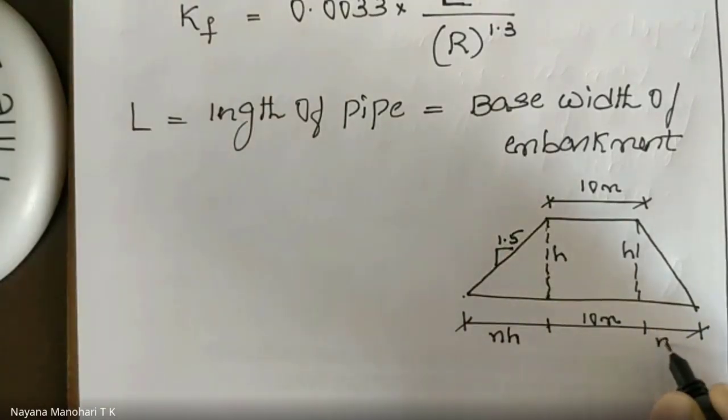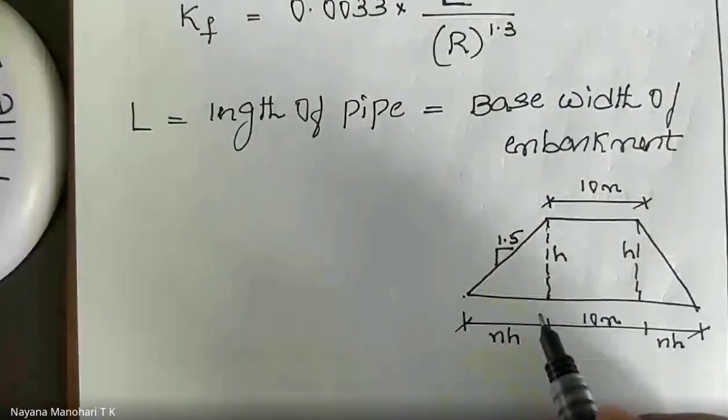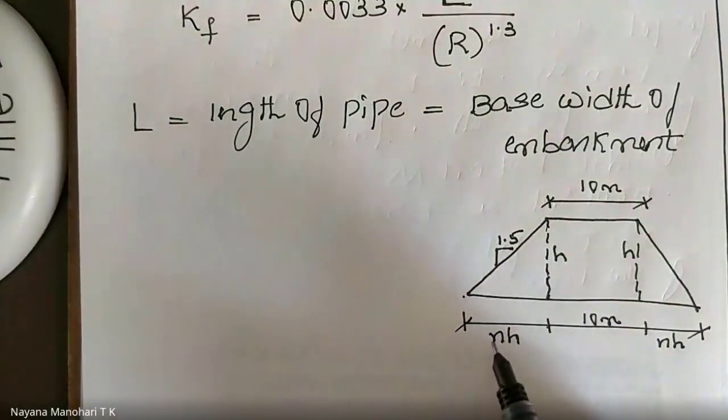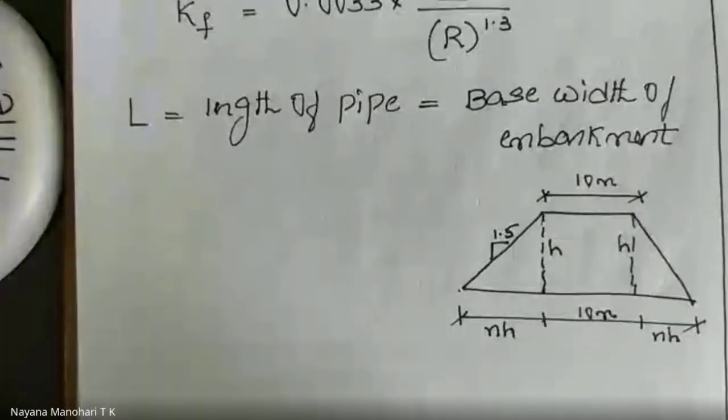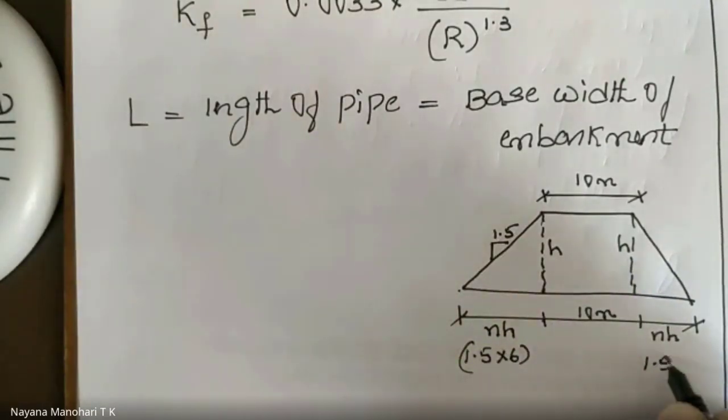You already learned this in your FM as well as HH, how to calculate the slope as well as the width value for a trapezoidal section. It is the same here. n into h value: n is 1.5 into the height value, which is 6 meter. 1.5 into 6 meter.